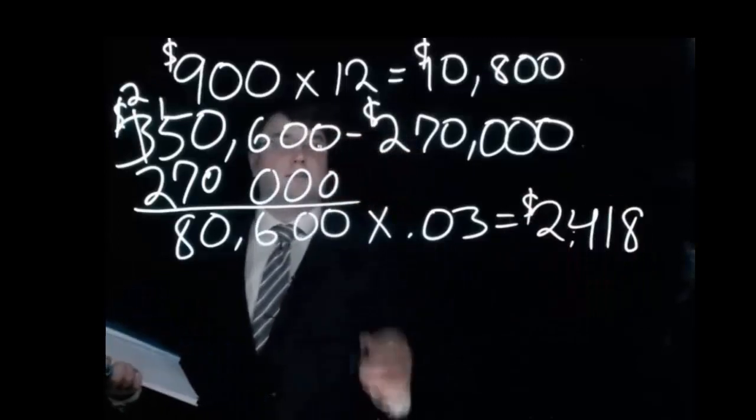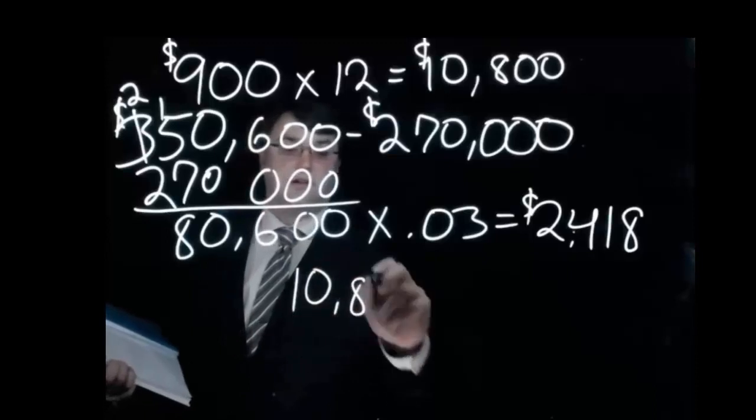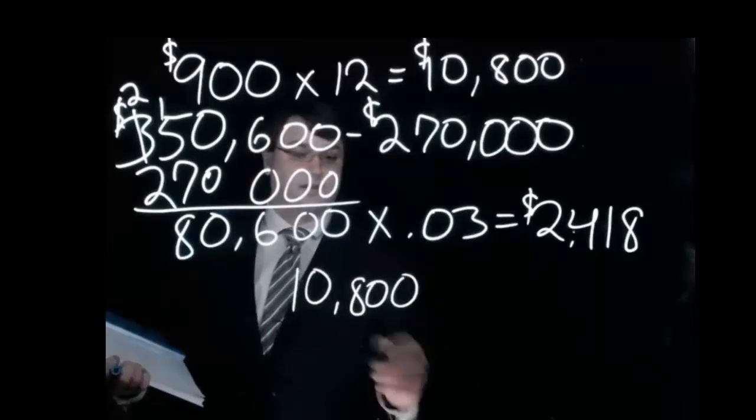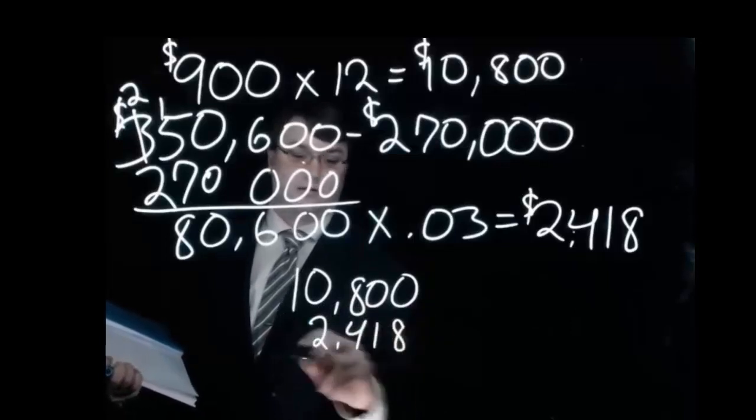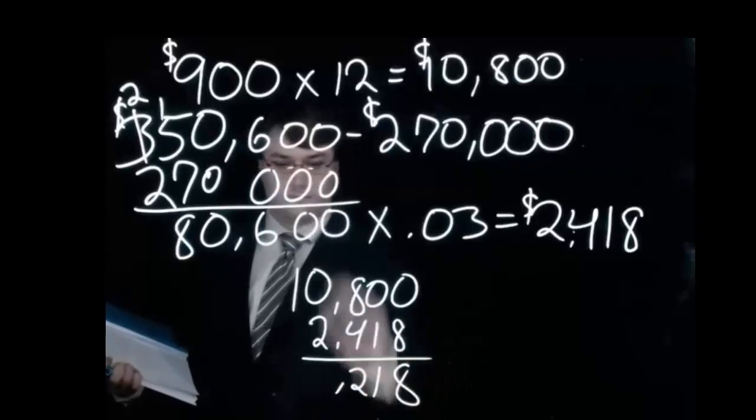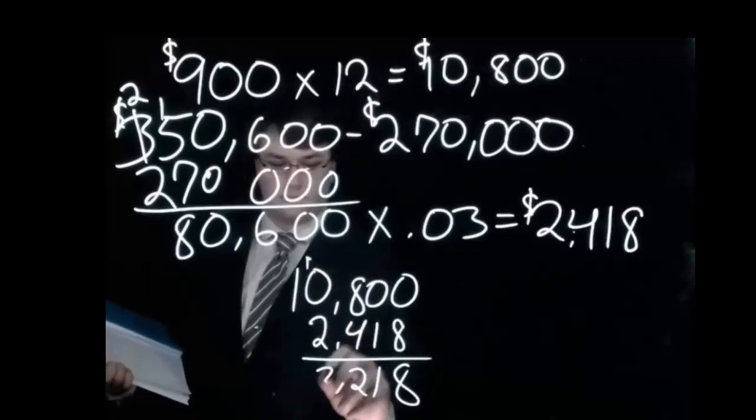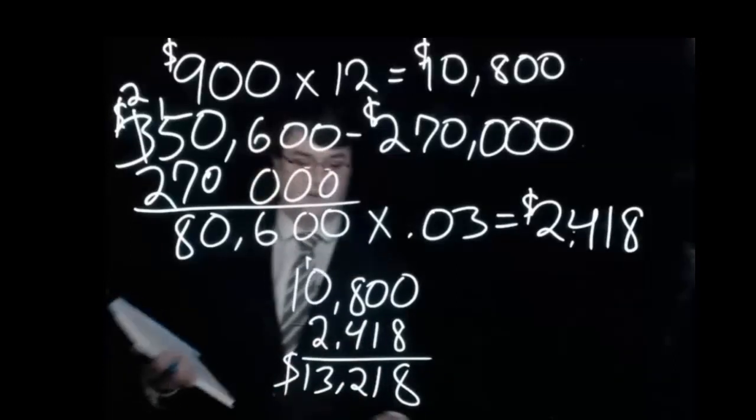So to calculate our answer, we would just take the 10,800 that they paid throughout the year, plus the $2,418 charge, to get $13,218.